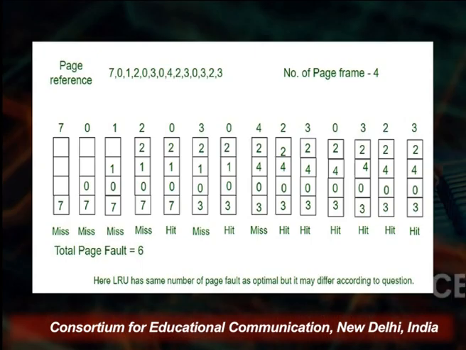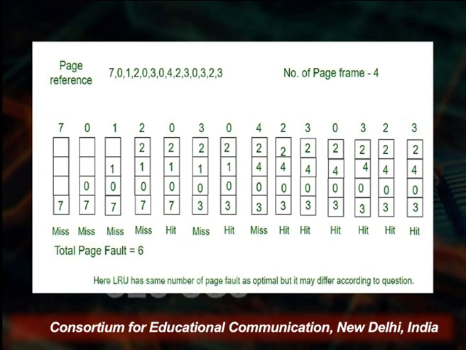Now, consider a similar reference string with a total number of page frames of 4, but with a different strategy of least recently used. Starting from 7, we have 7, we have 0, then we have 1, then we have 2. All these give us a miss, because earlier nothing was there in the physical memory. Then asking for a 0, it is going to give us a hit, because 0 is already available.